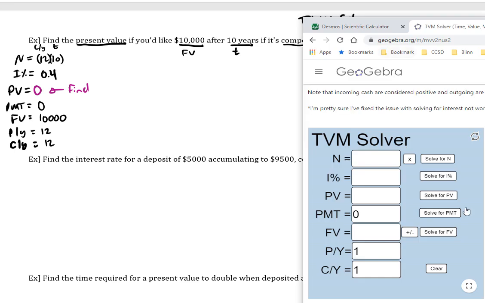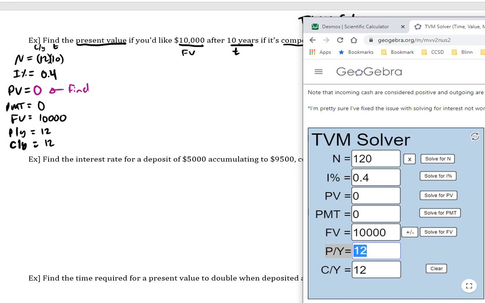All right, so I've got my solver ready, and we'll go through and make sure to calculate everything. I've got 12 times 10, which is 120. We've got 0.4. And then present value, we'll just put 0 for now as a placeholder. Payment 0. Future value is 10,000. And then our payments per year is the same, and again, it converts it automatically. Then we're finding the present value, so we'll solve.